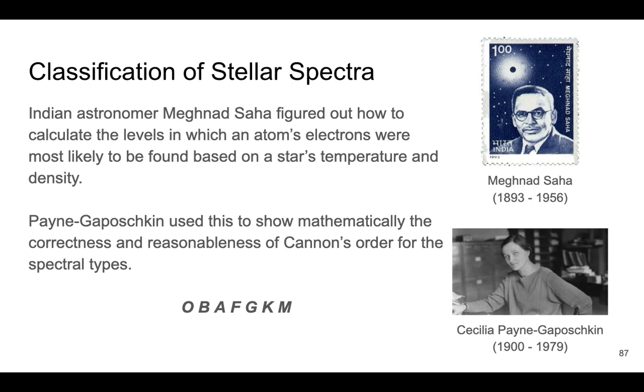There was a different astronomer, an Indian astronomer named Meghnad Saha. He did some quantum physics, quantum mechanics, and figured out how the temperature of the thing would affect where the electrons would be for each different element. So Gaposchkin took his work and used it to show the very correct and reasonable order of Annie Jump Cannon's system.